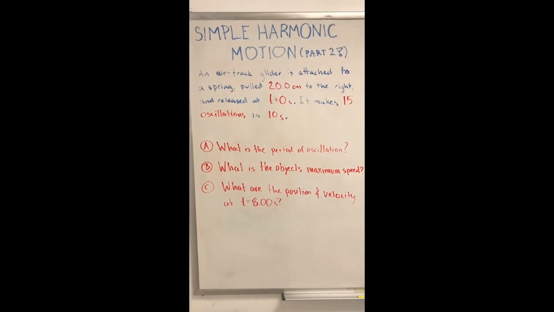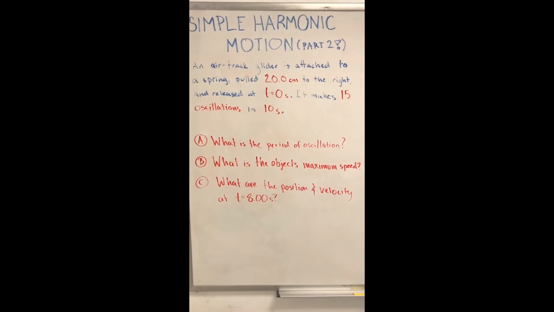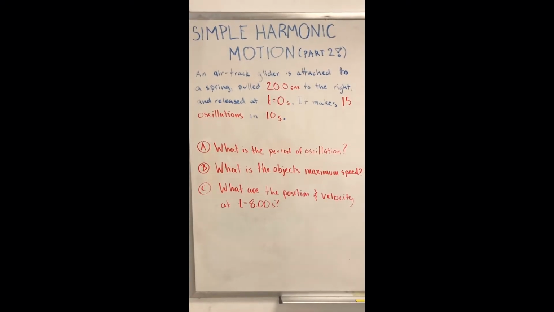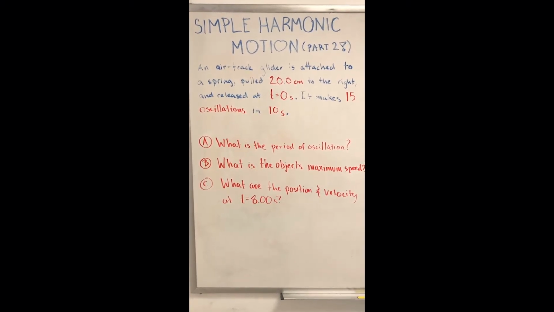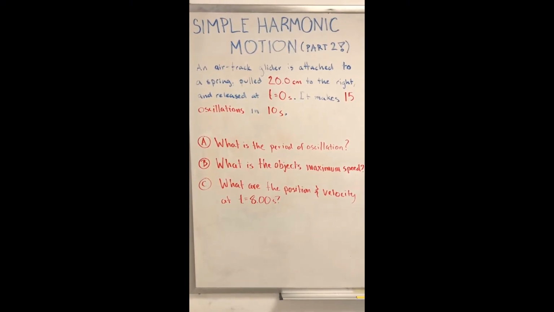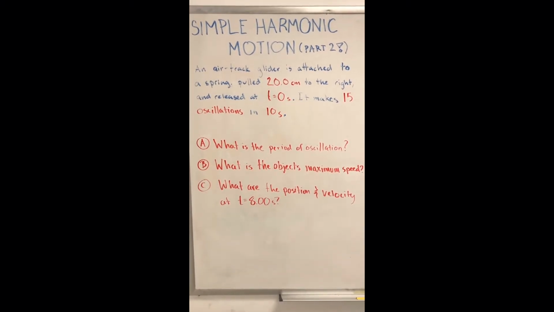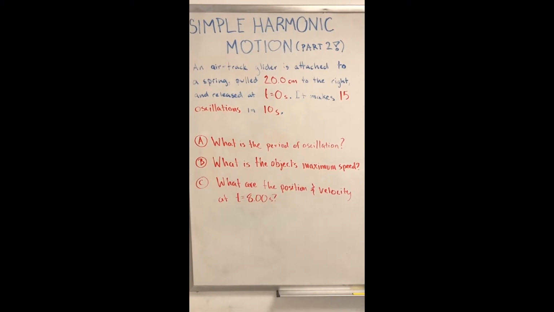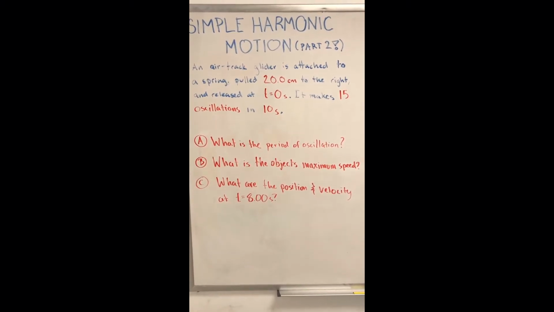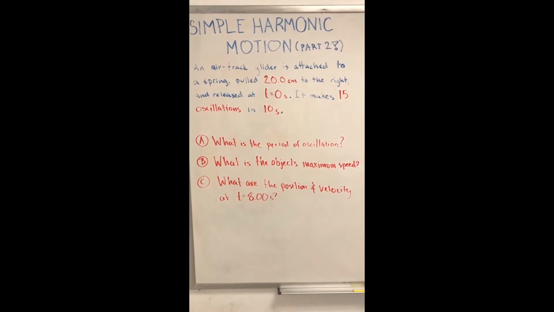Hi, and welcome to Simple Harmonic Motion Part 2. This time we'll be showing you how to do a spring problem. We're given an air track glider attached to a spring, pulled 20 centimeters to the right and released at t equals 0 seconds. It makes 15 oscillations in 10 seconds. What they want to know is the period of oscillation, the object's maximum speed, and the position and velocity at t equals 8 seconds.